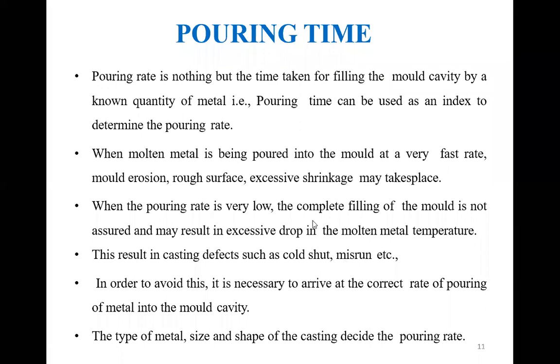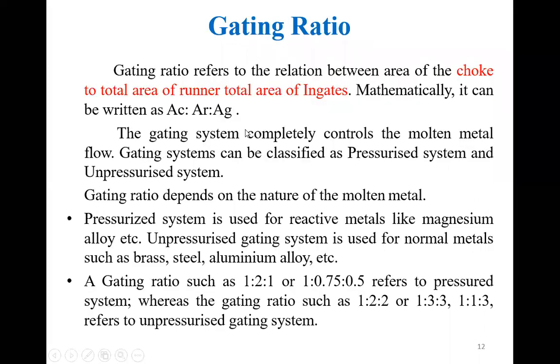The next one is the gating ratio. The gating ratio refers to the relation between the area of the choke, the total area of the runner, and the total area of the ingate. It is taken into three considerations.